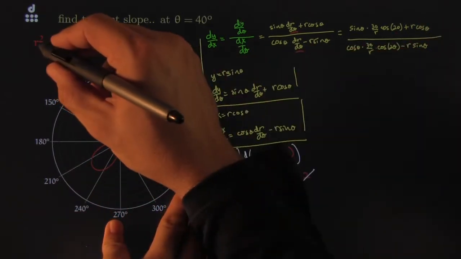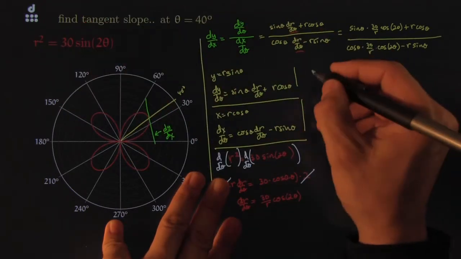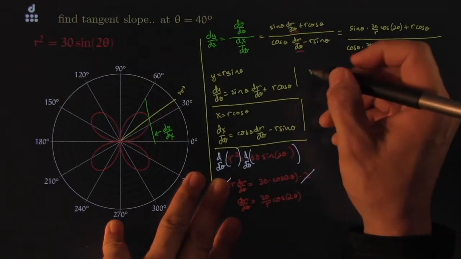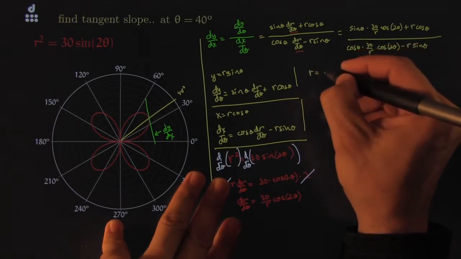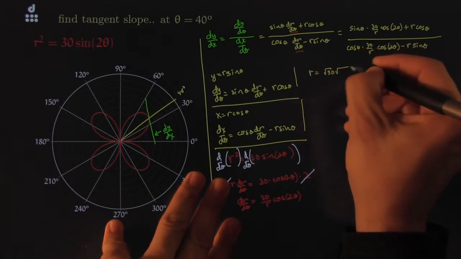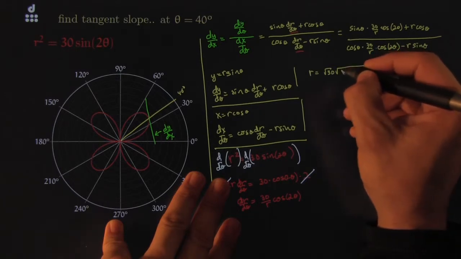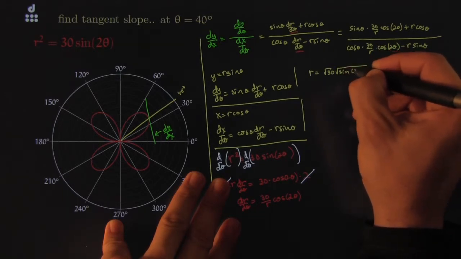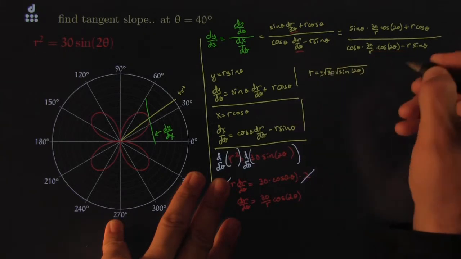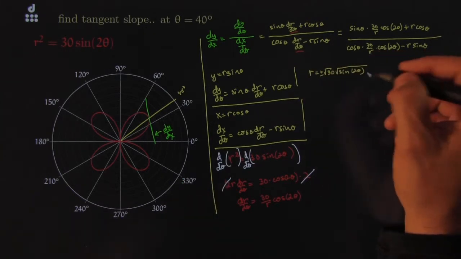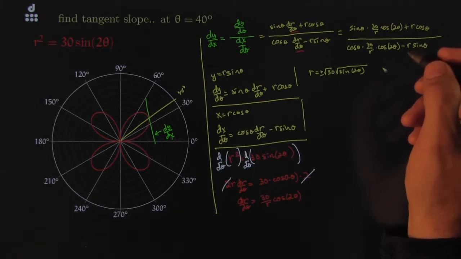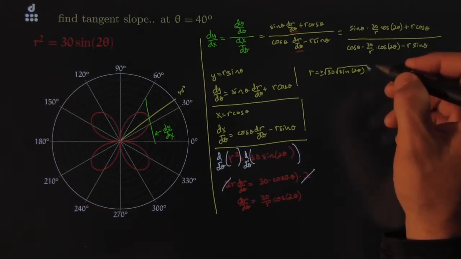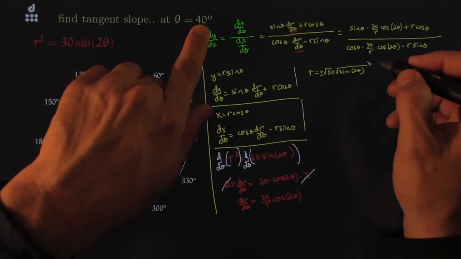And we can do better than that. We know what r is. Well, we know what r squared is. So from there I get that r is equal to the square root of 30 times the square root of sine of 2 theta. It's actually plus or minus. Okay. So then what do we go from there? We need some calculators so we can plug in everything. We're going to plug in 40 degrees.